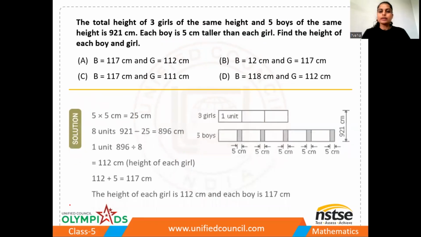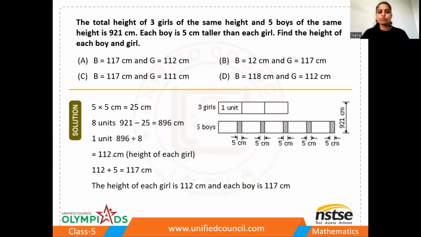Alright, let me show you the diagram for a better understanding. In the diagram, let's suppose that one girl is equal to 1 unit, so 3 girls is equal to 3 units. Each boy has 5 centimeters extra height. In total, we have 5 boys, so 5 plus 5 plus 5 plus 5 plus 5, or 5 multiplied by 5, which is 25. The extra height I am just subtracting, and it will give you the addition of all units. This is 1 unit, this is also 1 unit, this is the extra height.